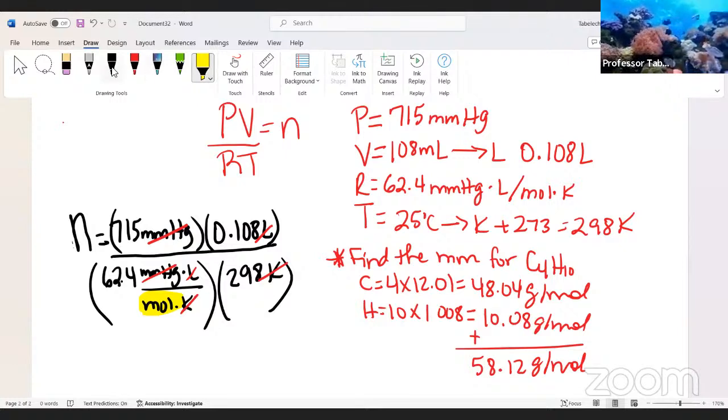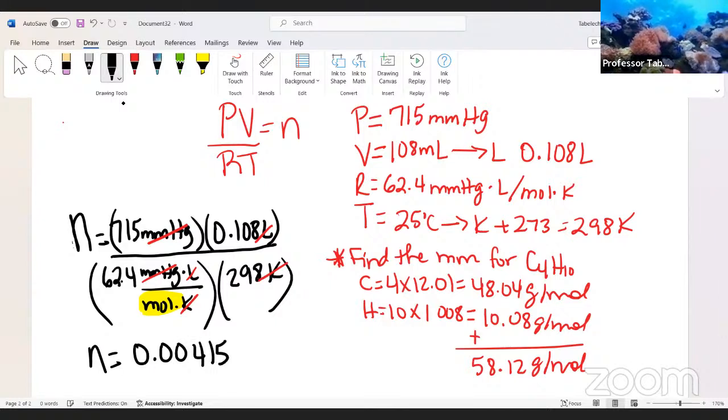And I get a very small number. So my moles here is 0.00415, because we only need 3 significant digits. Those are the moles of butane. But remember, we've got to convert that to grams, because they said, give me the answer in grams.